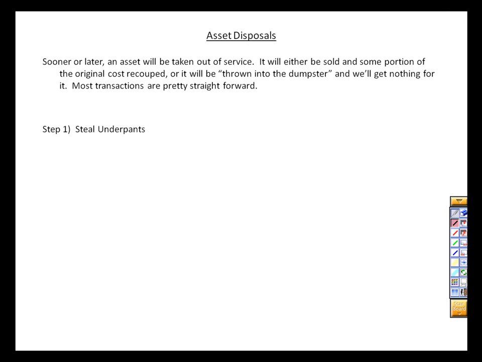Step 1 is, of course, to steal underpants. Step 2, Step 3 is profit.